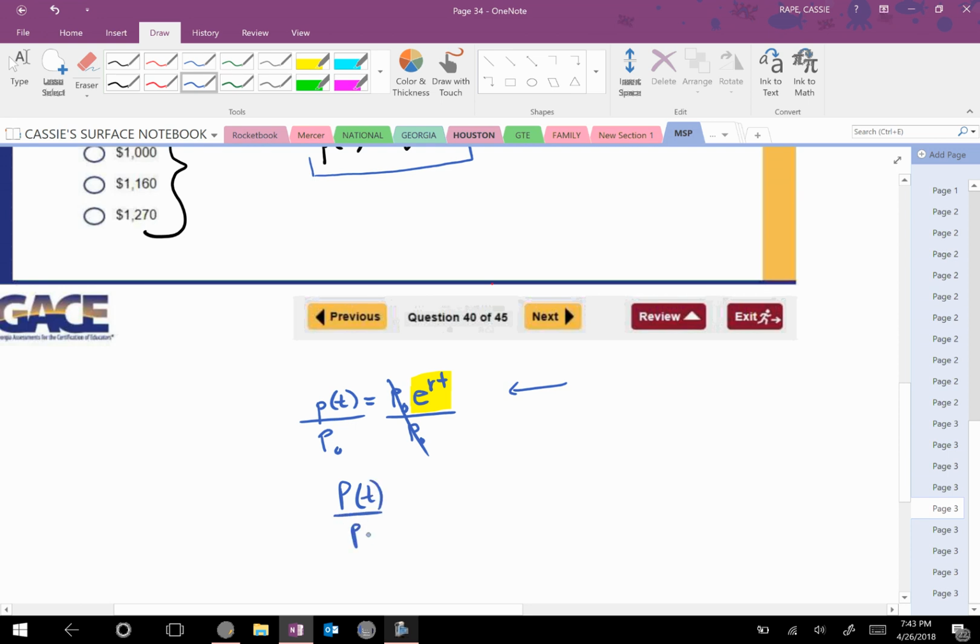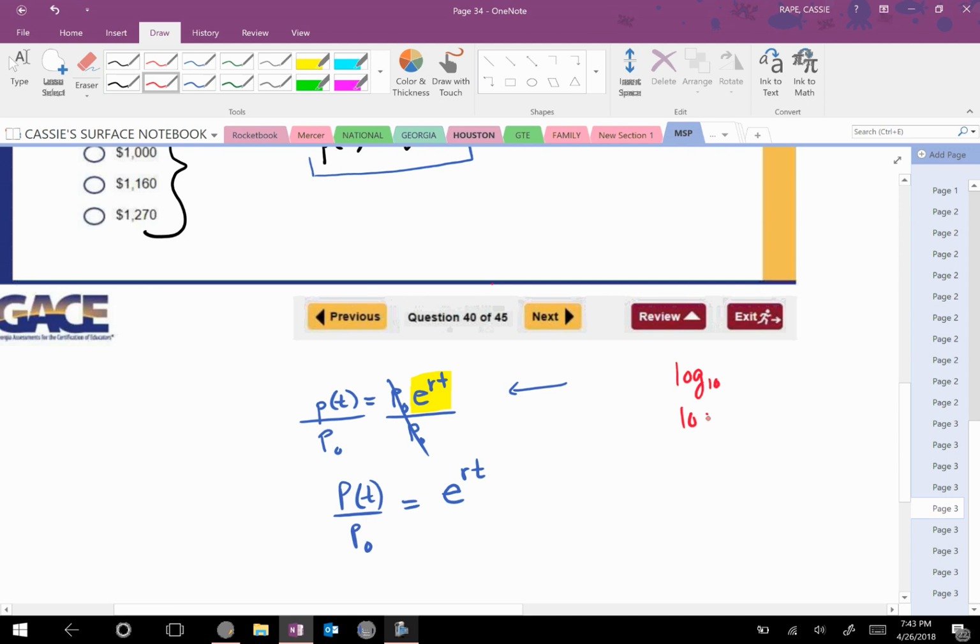Now, the only way to get an exponential variable out of the exponent's place is to do the inverse of the base e. And the inverse of base e is a logarithm known as the natural log. Usually we have like log base 10 or log base 2. And I'll tell you that this is how they work.